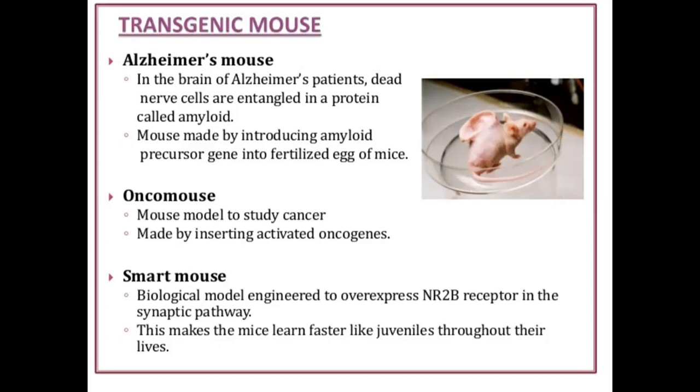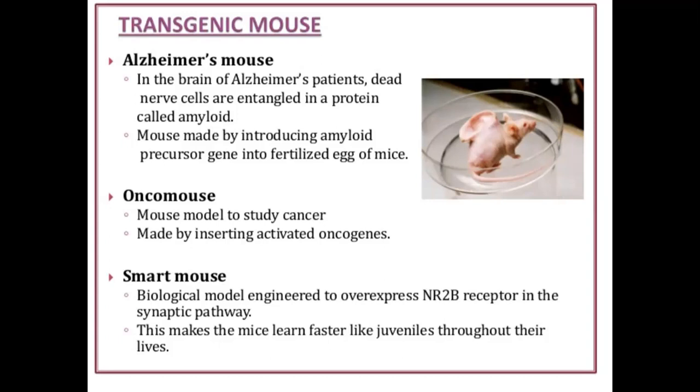The onco mouse is a mouse model to study cancer. I already told you how we can cause mutation in the normal cells of the mouse, and this is by means of insertion of activated oncogenes. Oncogenes are the genes responsible for the production of cancer. If we stimulate or activate these genes, normally they should produce cancerous cells. So this is the oncomouse.